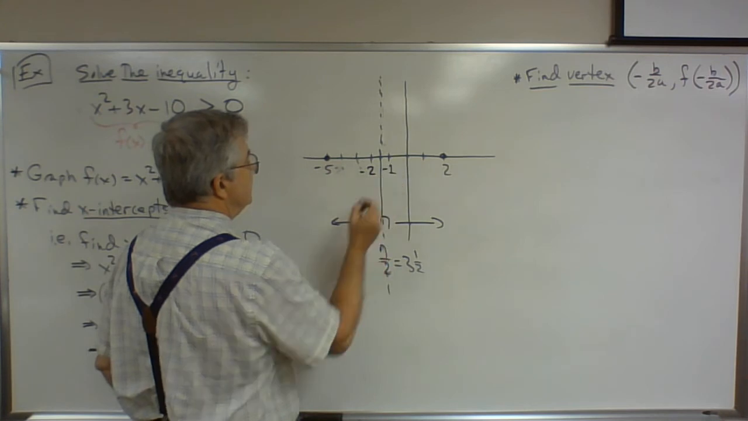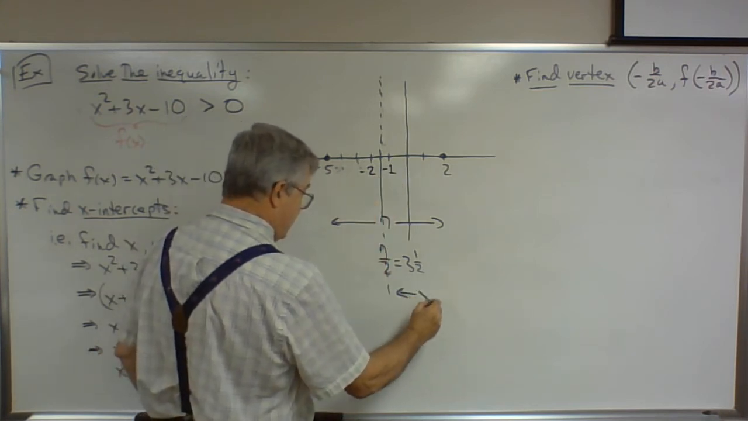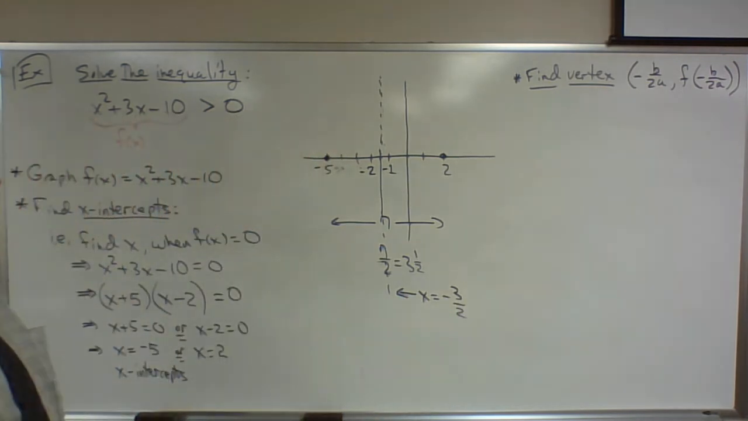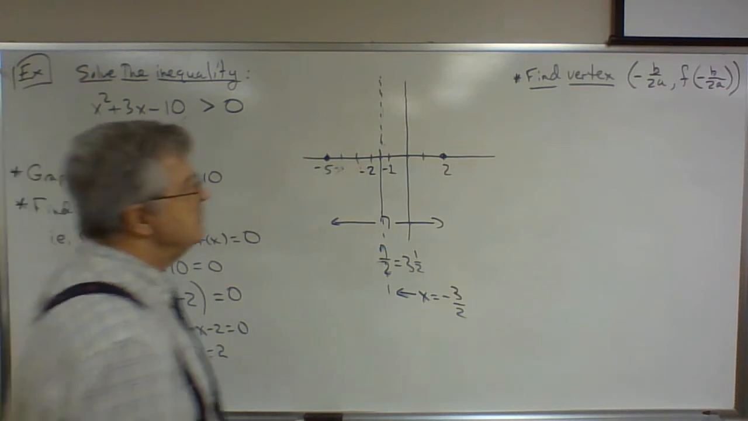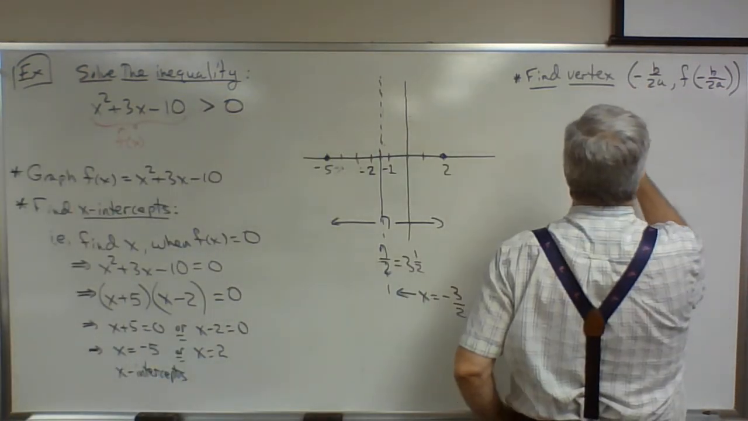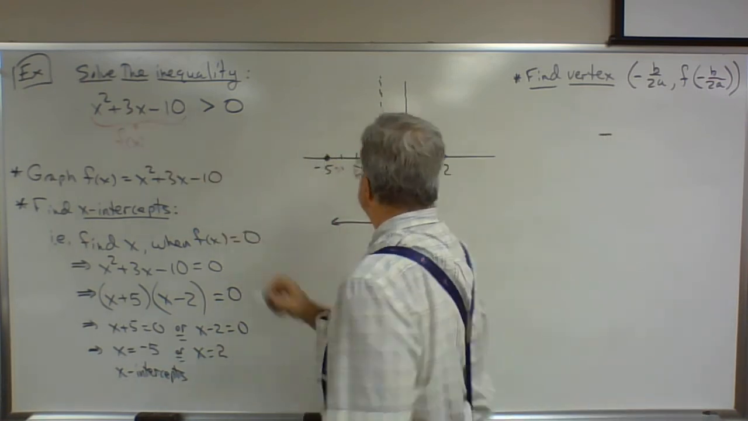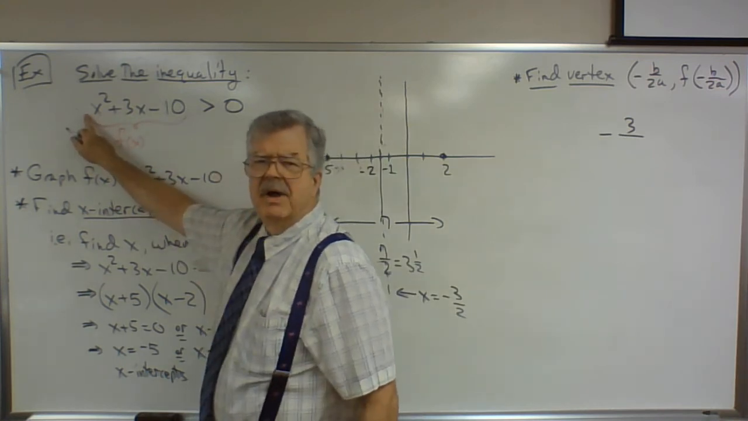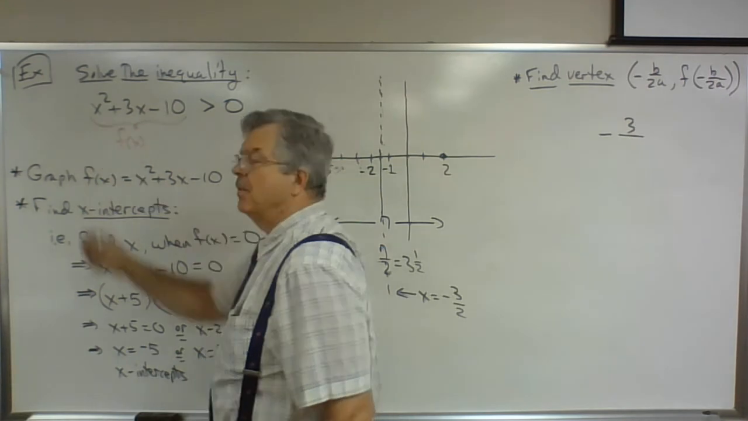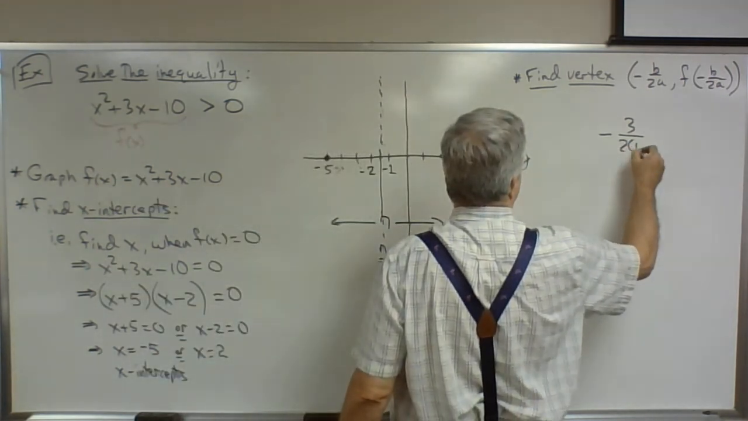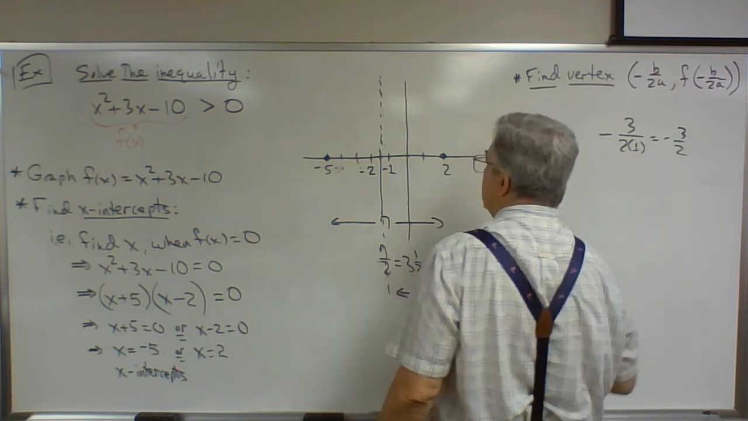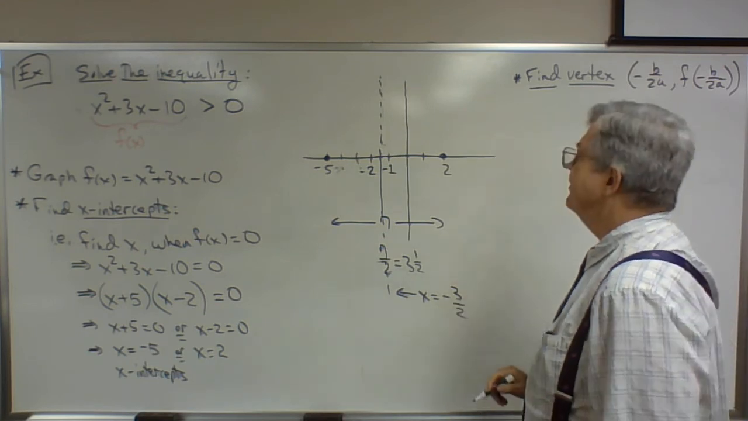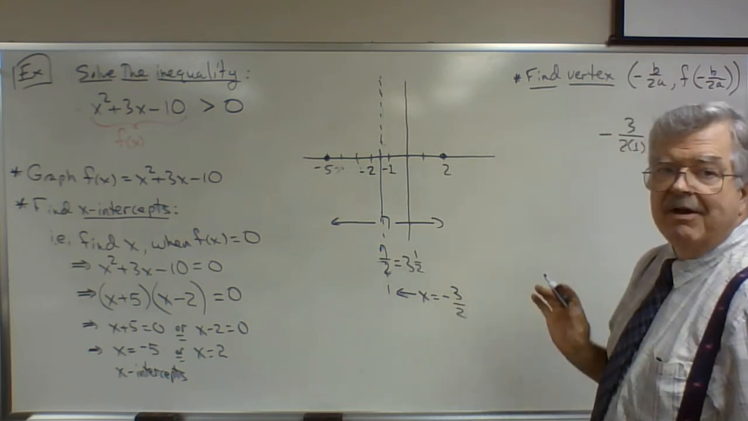So the axis of symmetry, x equals negative 3 halves. Now, if we had taken negative b over 2a, let's see, b is 3, and a, well, we just have x squared or 1x squared, so a is 1, right? Okay. Negative b over 2a is negative 3 halves. So one way or another, we figured this out.